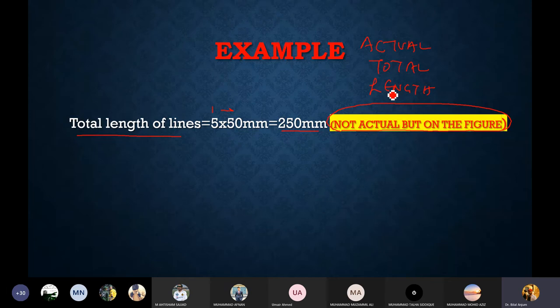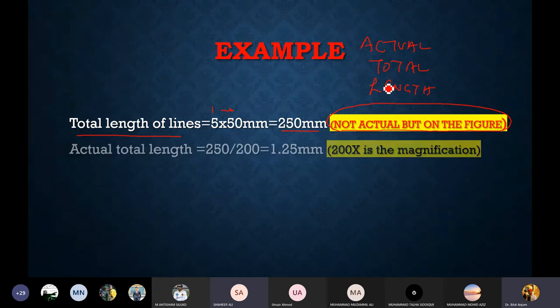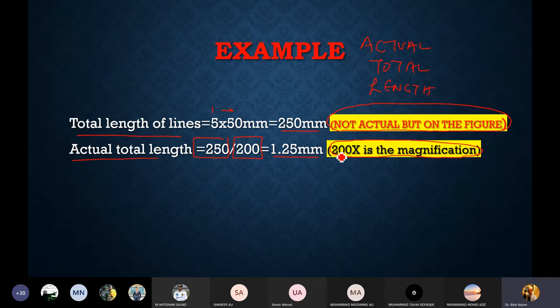G, any idea? Sir, it would have to be 200 times smaller, because it is 200 times magnified. Very good. So the actual total length would be the total length of the lines on the screen divided by the magnification, which is 200 in this case. So your actual length of the lines would be 1.25 millimeter. 200x is the magnification. Clear enough?